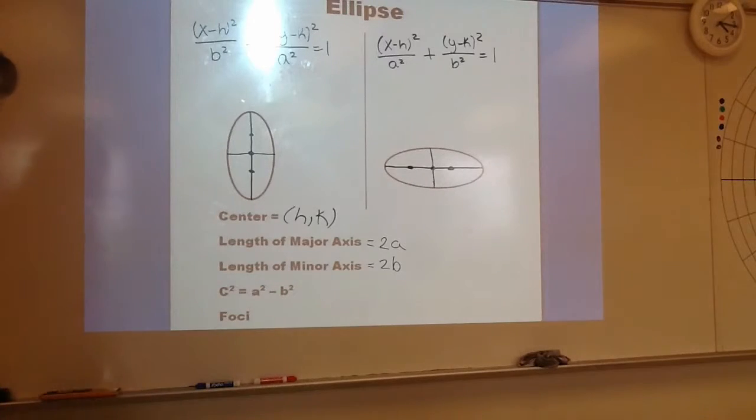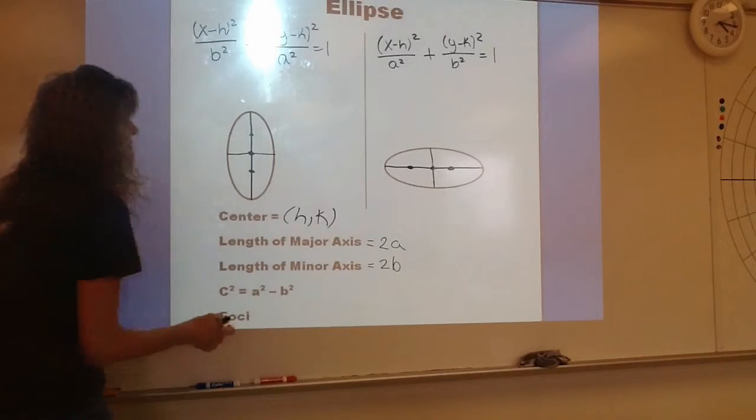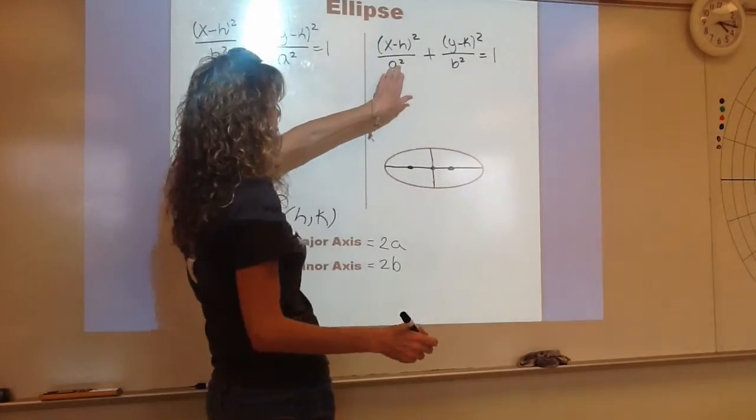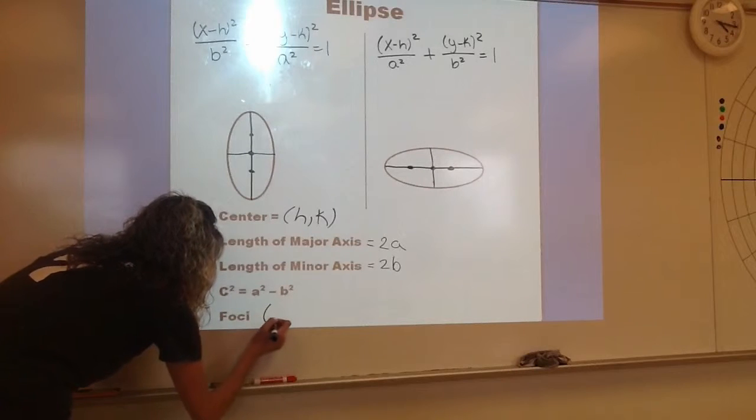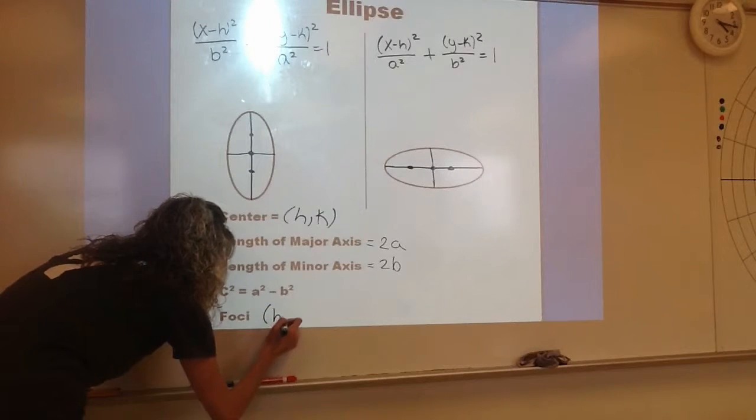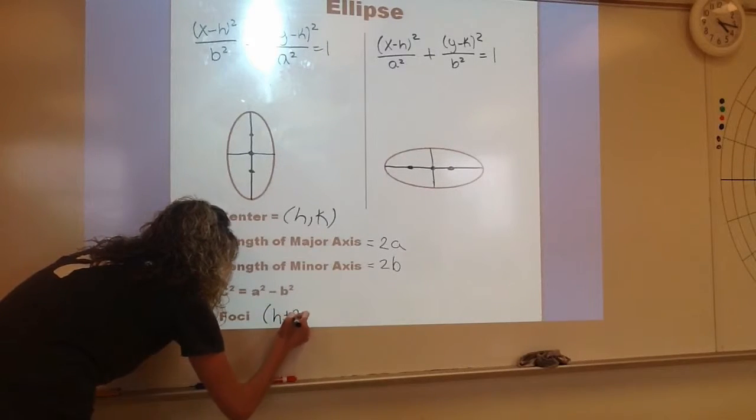For the foci, if the bigger denominator is under the x, so it is stretched horizontally, then my foci are going to be at h plus and minus c.